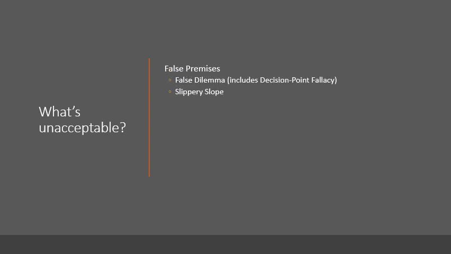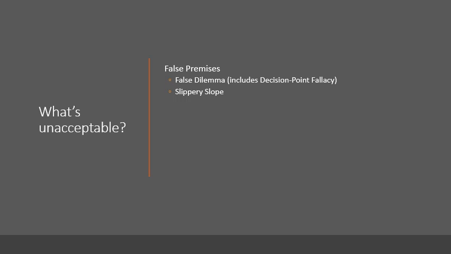So one category, in my opinion the most obvious, is that you have a premise that's false. So having a false premise is a bad idea. The fallacies that fall under this category are false dilemma, which includes decision point fallacy. Decision point fallacy is just a subtype of the false dilemma. There's also slippery slope. So false dilemma and slippery slope are the 2 fallacies here that have false premises, right?